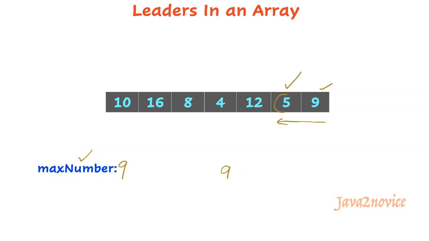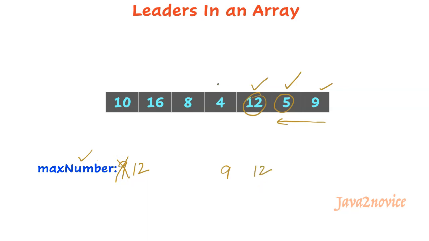We will compare the current number with the max number. 5 is less than 9, so no action. We'll move to the next iteration. In the next iteration, 12 is the number. 12 is bigger than the max number. 12 is bigger than 9, so just replace it. Also, print it onto the console.